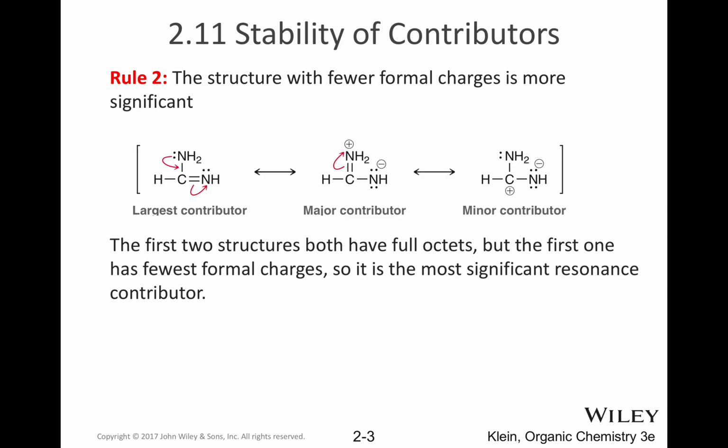In our first and our second structure, all second row elements have their full octet. So which of these two is going to be the more stable or larger contributor? Well, in my first drawing, I see that I have no charge on any atoms. In the second structure, I see that I have a nitrogen with a positive charge and a nitrogen with a negative charge. Therefore, the first structure with no charge is going to be my major resonance contributor.